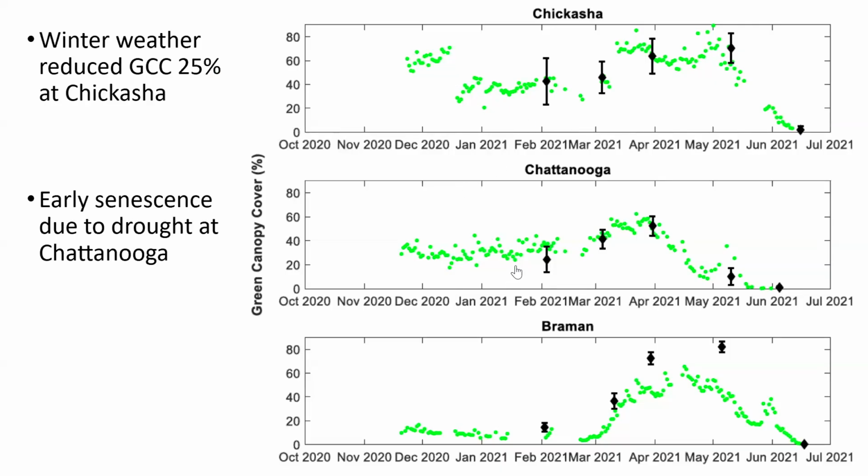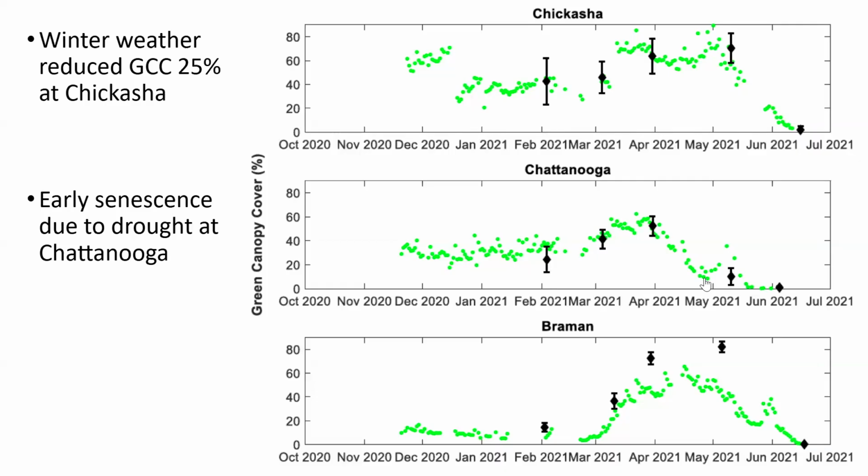You can see here at this Chattanooga site, it was sort of struggling all along. Southwest Oklahoma, very drought-prone region of the world, and this crop was struggling all along. And you can see starting in early April, the green canopy cover begins to decline. That should not be happening. That crop is not maturing yet at that point. So that's that drought stress, and it never recovered from that drought stress.